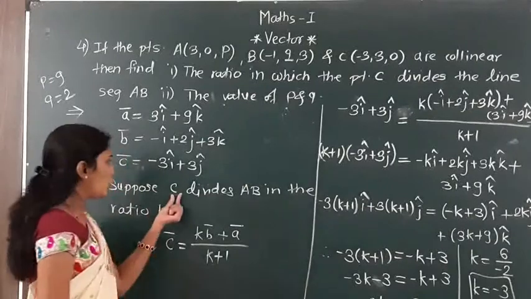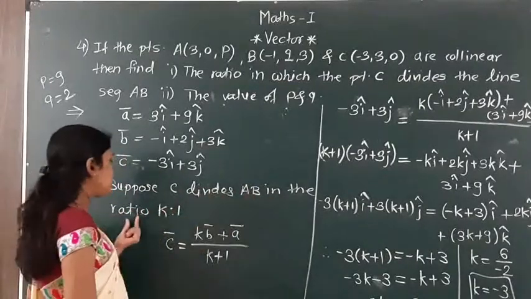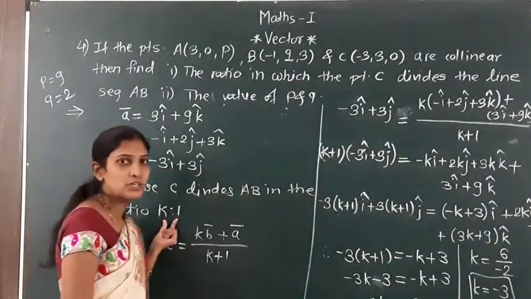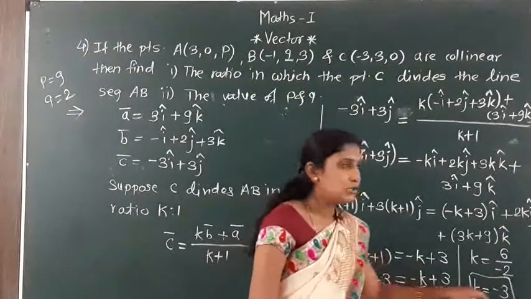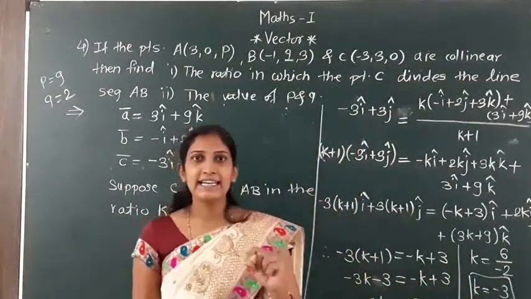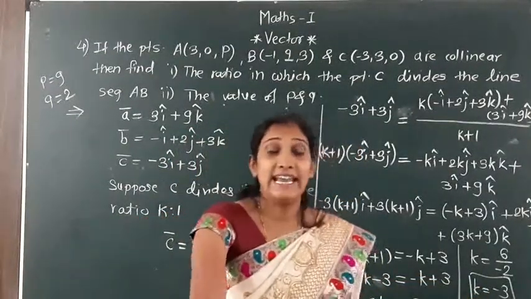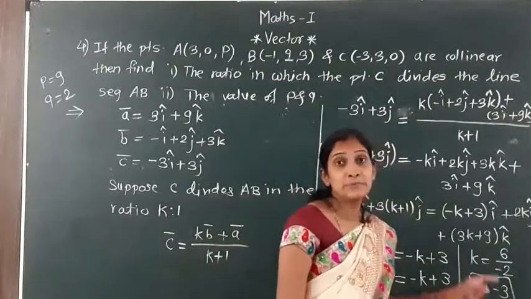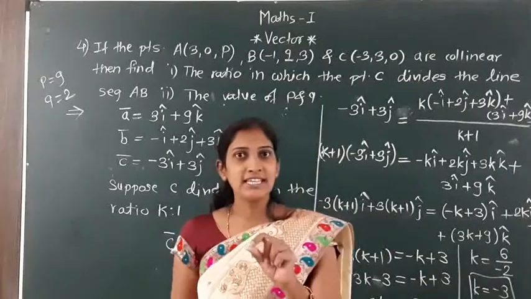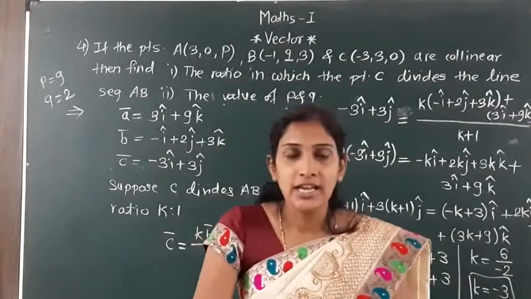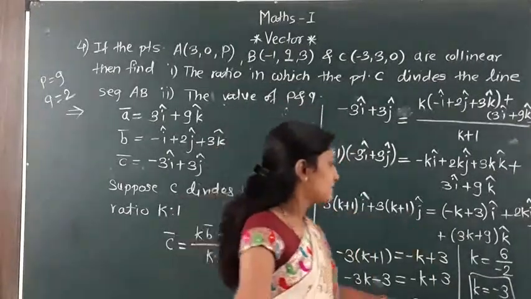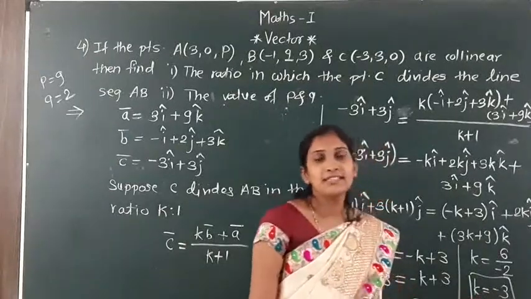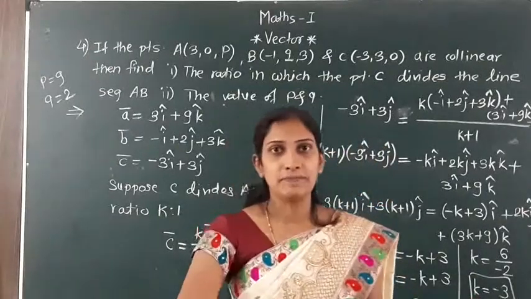So here point C divides AB in the ratio 3 as to 1. Then what about the negative sign? This sign indicates the division is external. If the value of k is positive, then the division is internal division. And if the sign of k is negative, then this is external division.